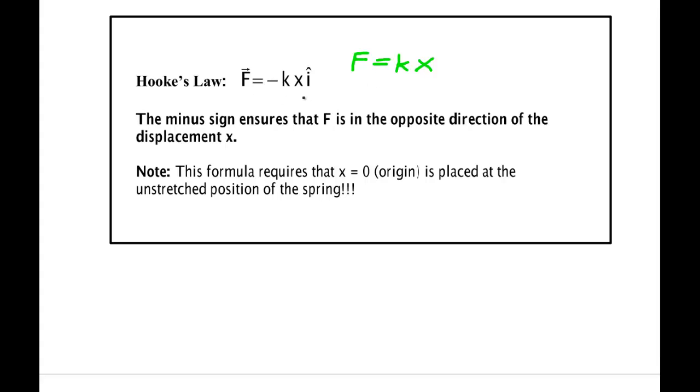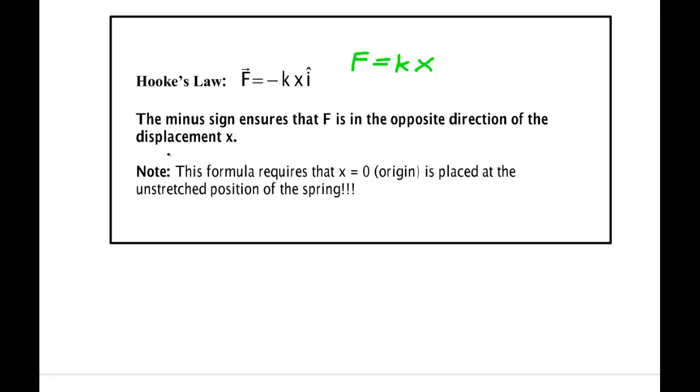In more advanced classes in college, when people put things called differential equations together, they actually like to leave these i hats and write it as vectors. But you will find it of no use really in this course. So instead, we'll just think of the force as having a magnitude kx, and the direction is given by the arrow that we draw on the free body diagram.